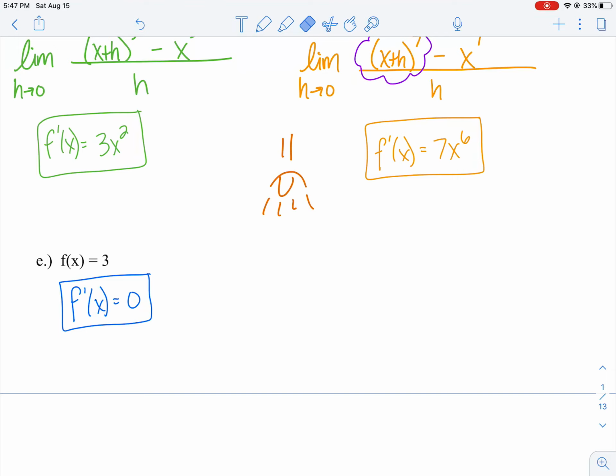Now, we still can use the limit definition, and actually these rules that we're going to learn come from the limit definition. There's actually proofs in your book that use the limit definition to prove these rules, but what we're going to do is learn a bunch of different rules to help us find derivatives of all different types of functions a little more efficiently than using the limit definition.